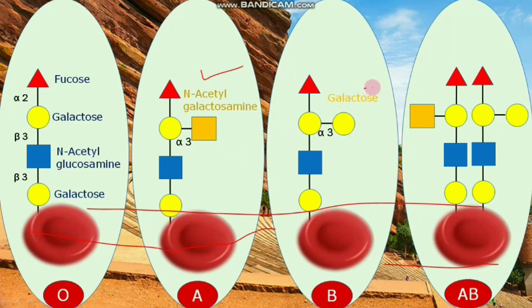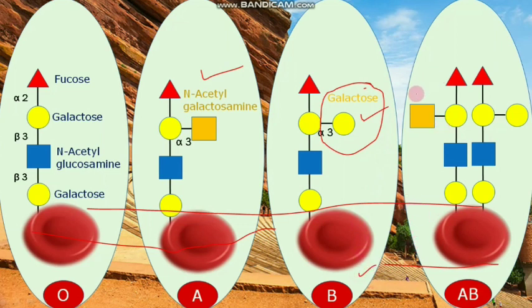Similar is the case of B blood group individuals, where their blood contains a particular type of B glycosyl transferase enzyme, which will be adding galactose to the penultimate galactose unit. As a result, it will be converting O antigen into B antigen.